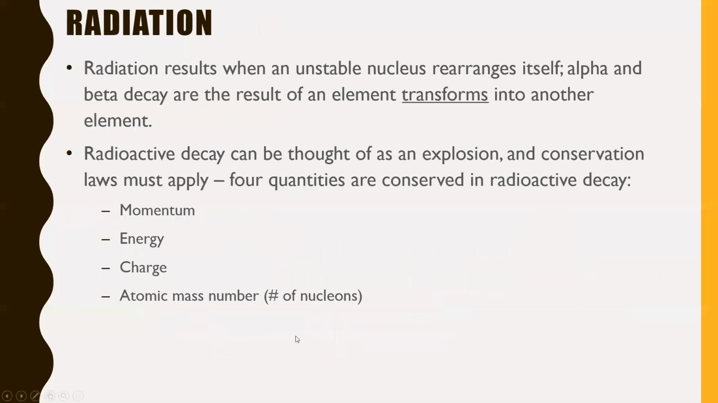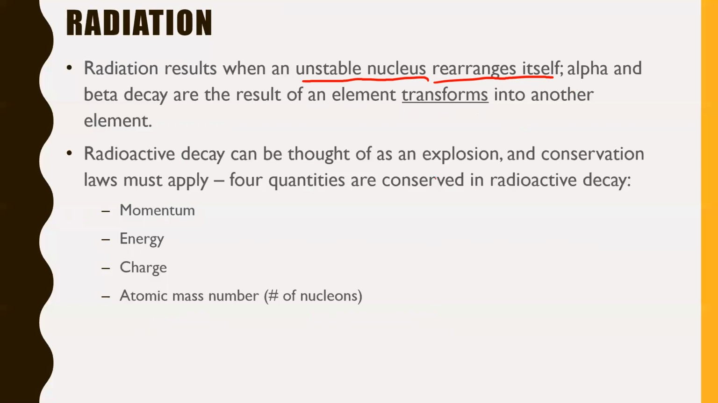All right, so radiation results when an unstable nucleus, we're talking at the atomic level here, rearranges itself. Alpha and beta decay are the result of an element transforming into another element. So in other words, alpha and beta decay will actually happen if your element decays into something else. Okay, we'll look at that in greater detail in a second.